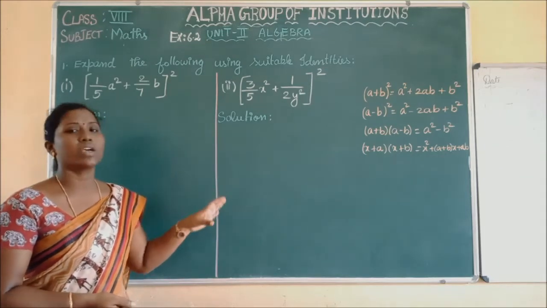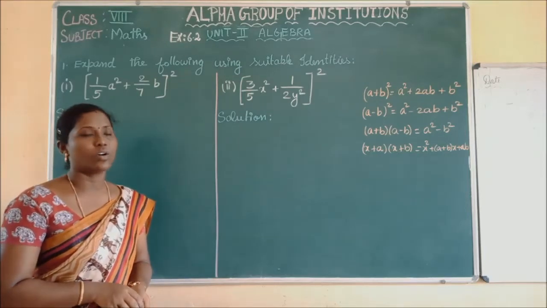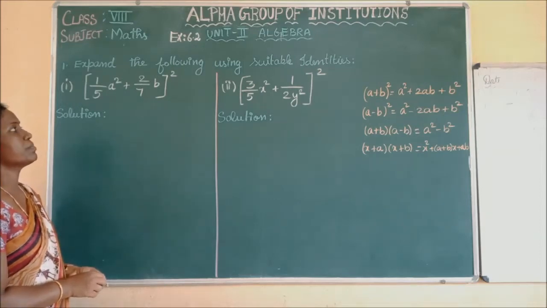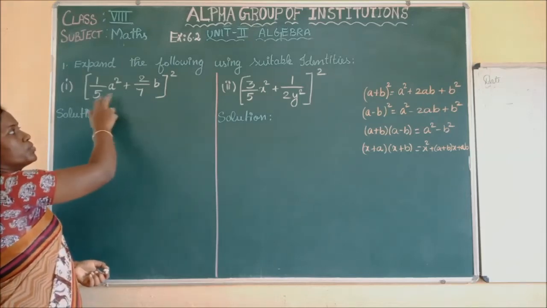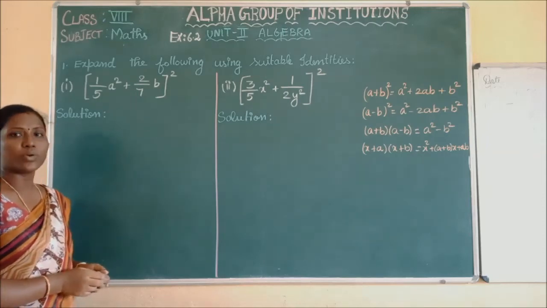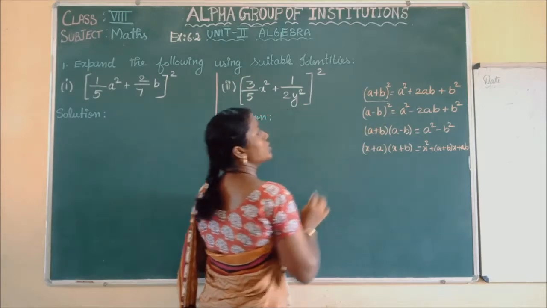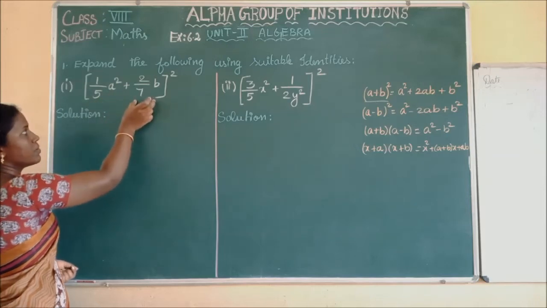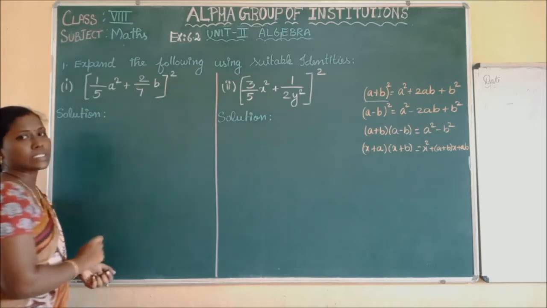Okay, so now we are going to solve the basic problems on how to expand the given expressions using the identities. Now see the first question: 1 by 5 a square plus 2 by 7 b the whole square. Here two terms are in plus, but it is given in the form of a whole square. So which identity do we have to use here? See, the first one, a plus b the whole square. Because here we have some terms for a, some terms for b, and in the middle we have plus. So it is in the form of a plus b the whole square.